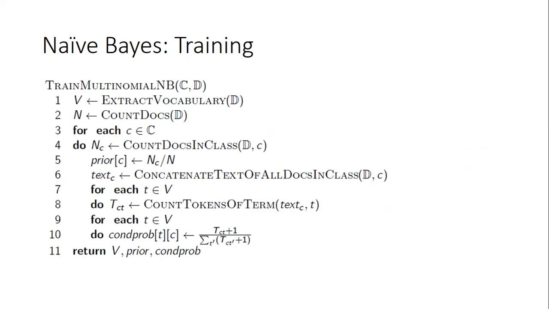Let's consider the pseudocode for the training of the naive Bayes algorithm. We extract all the words from the vocabulary, then we count all the docs, and for each class in all the classes, we count the docs in that specific class and we find the prior probability, which is all the docs in a specific class divided by all the docs.